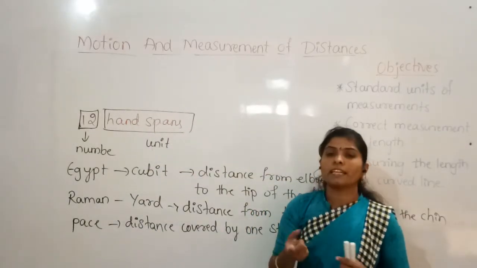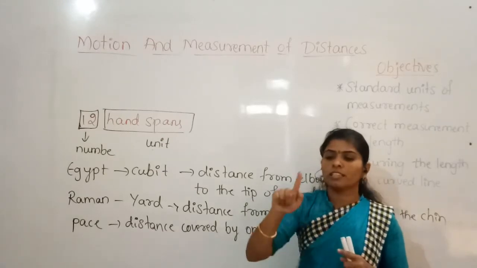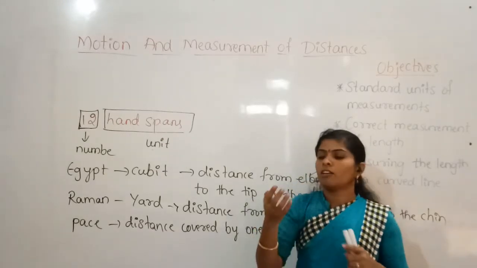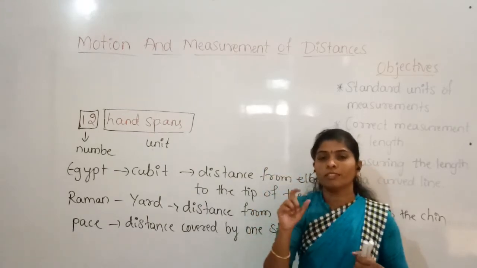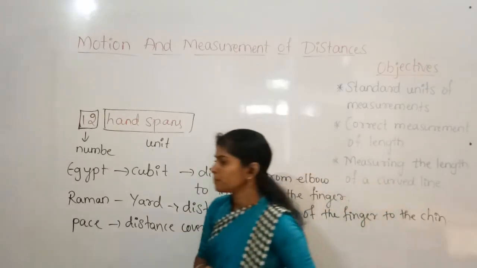Small measurement units like angula. Angula means one finger distance, or also the musti, the distance we get when we make a fist. That is the smallest distance.